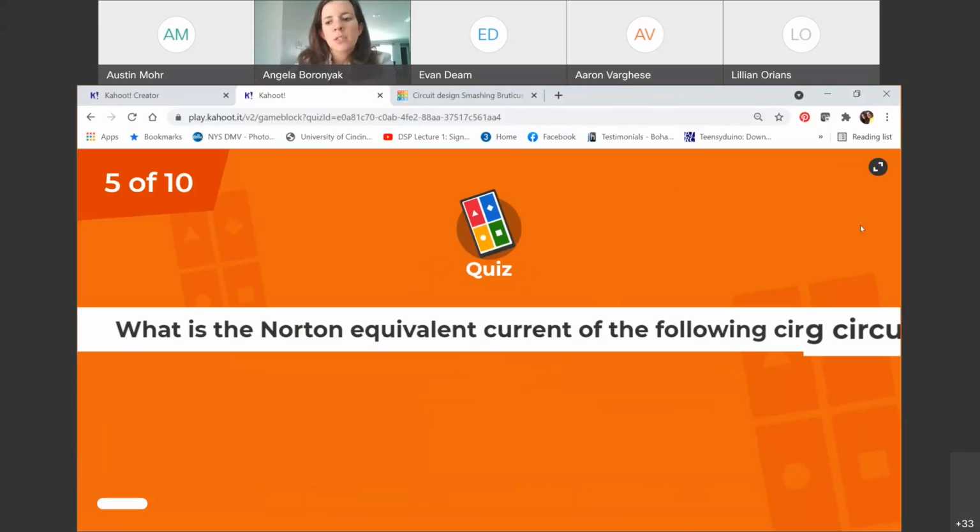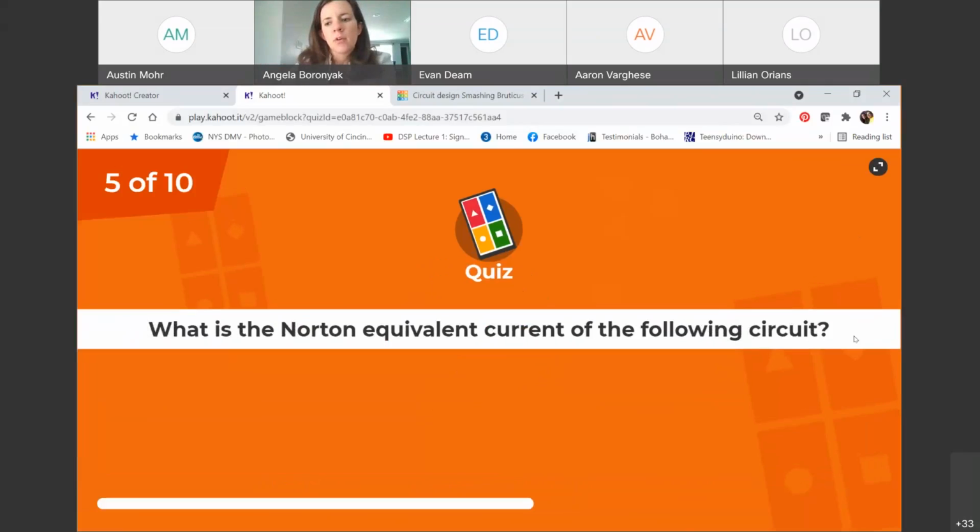Question 5, what is the Norton equivalent current of the following circuit? How do we do Norton current instead of Thevenin voltage?